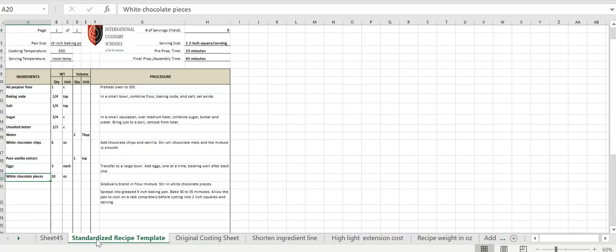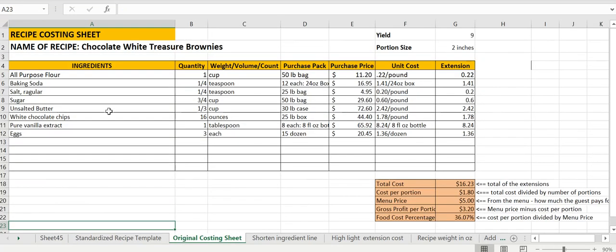This is the standardized recipe template that is provided for you on the portal, and attached to this is the original recipe costing sheet that you have. As you can see, we've put in a recipe for it. There's the name. Here are the ingredients. We have the quantity and the unit of measure that it is in. Then we have the purchase pack. That is the size of the bag, box, carton, jug that the item is going to come in.